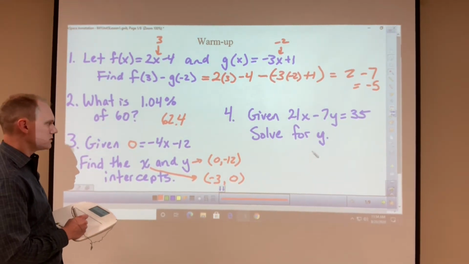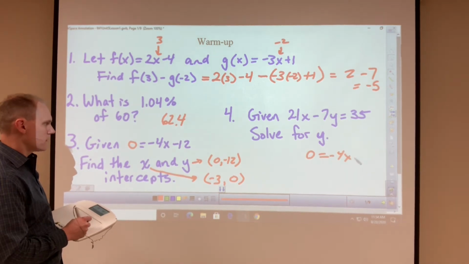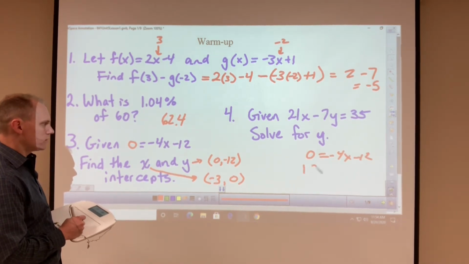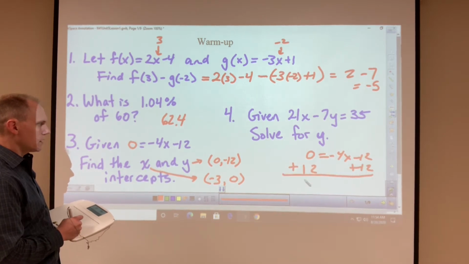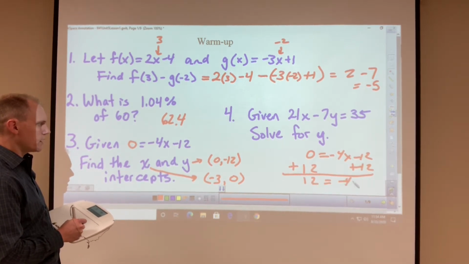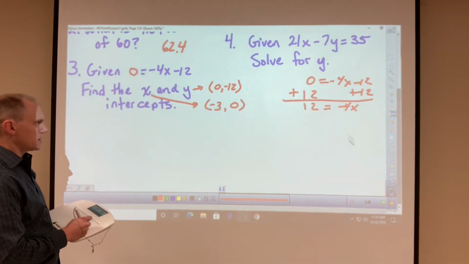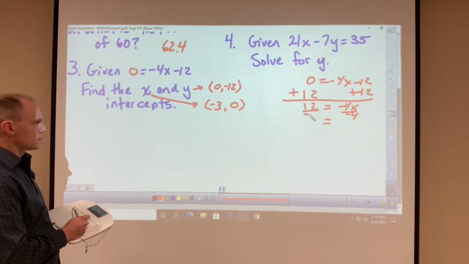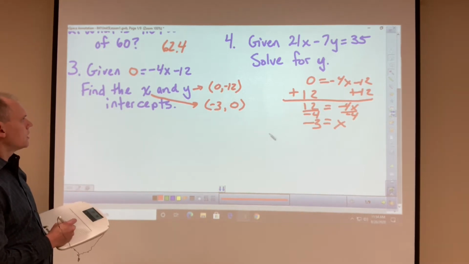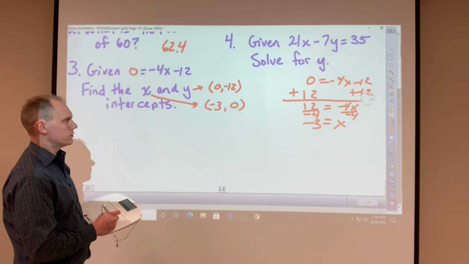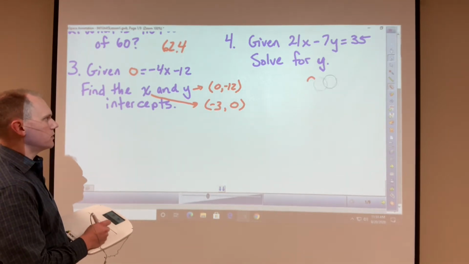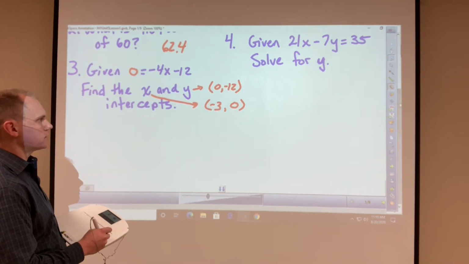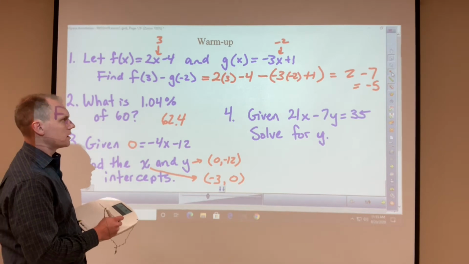Again, you could solve it. Let's see, 0 equals negative 4x minus 12. You could add the 12 on both sides here and get 12 equals negative 4x. And then when you divide by negative 4, you're going to get negative 3 equals x. So again, there's a different way of solving it there. But either way, you get negative 3. So our x-intercept is negative 3 comma 0.